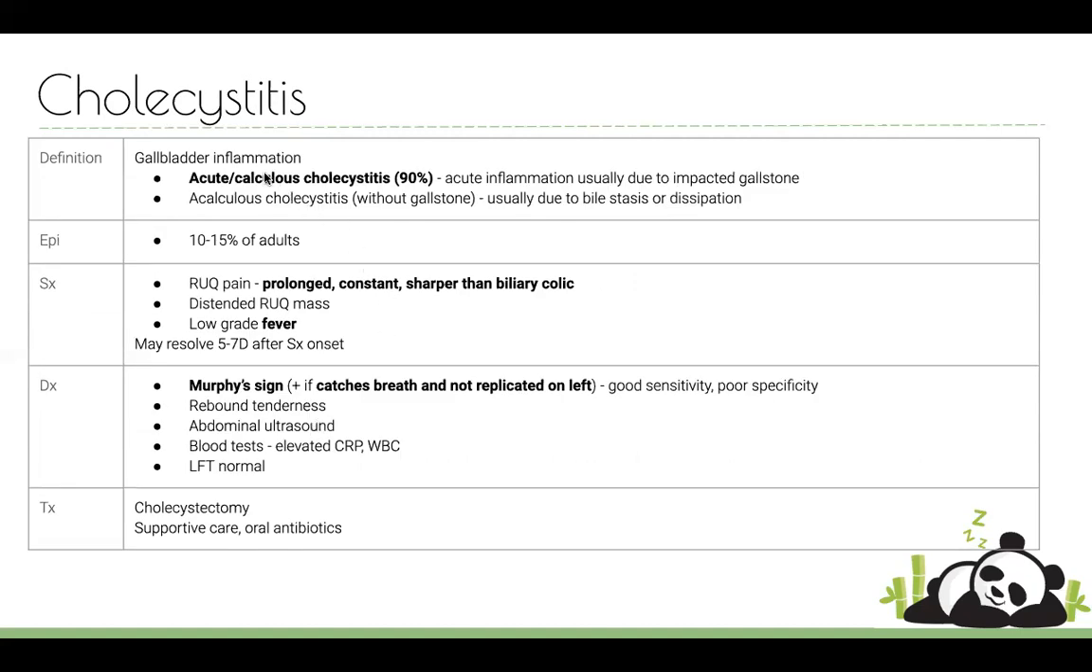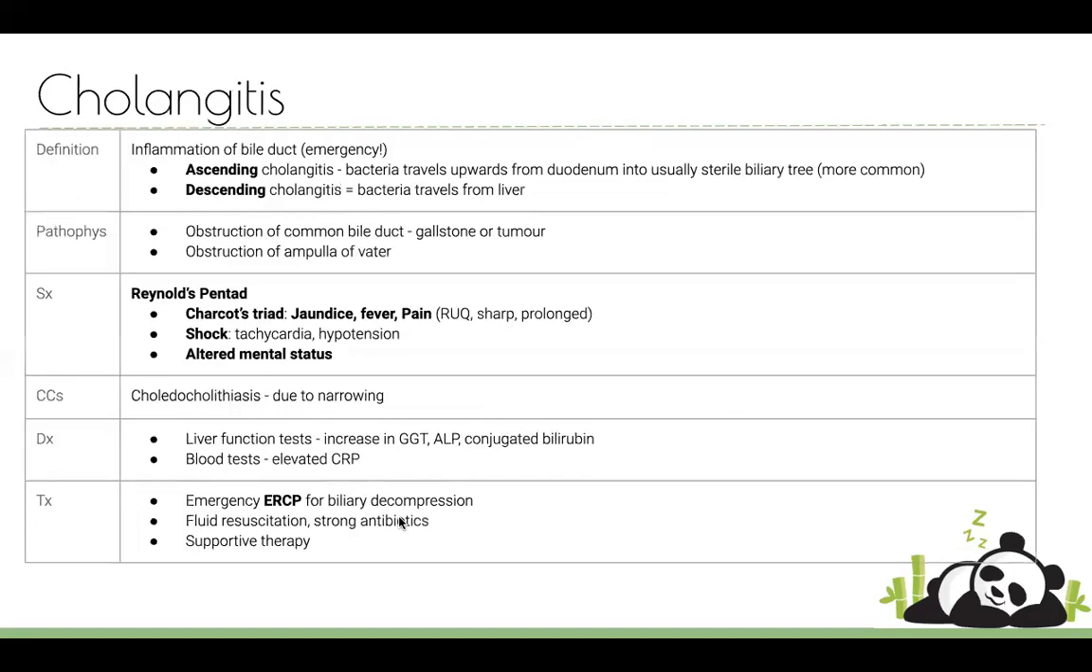Cholecystitis, inflammation of the gallbladder, is usually due to gallstones. So 90%, it can be without a gallstone in 10%, but that's not important. You have a longer, more prolonged, sharper pain. You might feel a mass. They'll usually have a fever because -itis means inflammation. Inflammation, you get fever. Murphy sign is the big one, and LFTs tend to be normal. You get an elevated CRP because they're inflamed. And again, you can take the gallbladder out. Otherwise, it's just wait, if it doesn't come back, it doesn't come back.